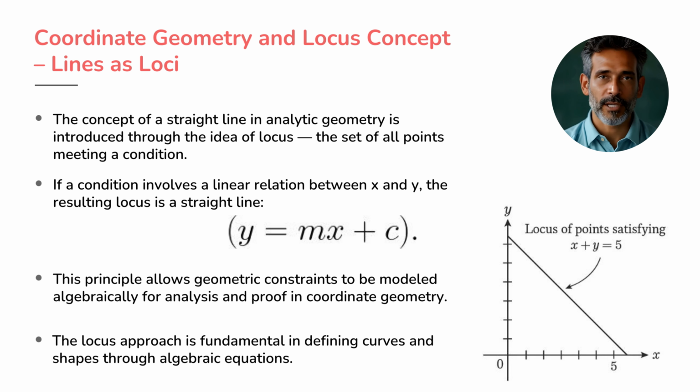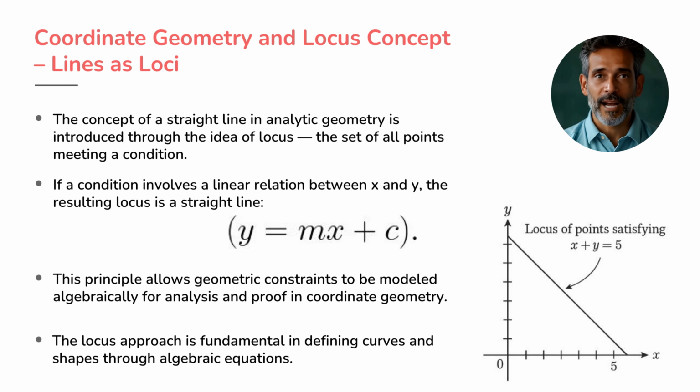Now, let's step a little deeper. What is a line? Actually, in analytic geometry, we think of a line as a locus, meaning the set of all points that satisfy a certain condition. Imagine a magician's wand pointing to every point that fits one simple rule. Together, those points trace out a line. When the condition binding x and y is linear, like y equals mx plus c, the locus is a straight line. For example, all points satisfying x plus y equals 5 lie neatly along a line slanting across the coordinate plane.